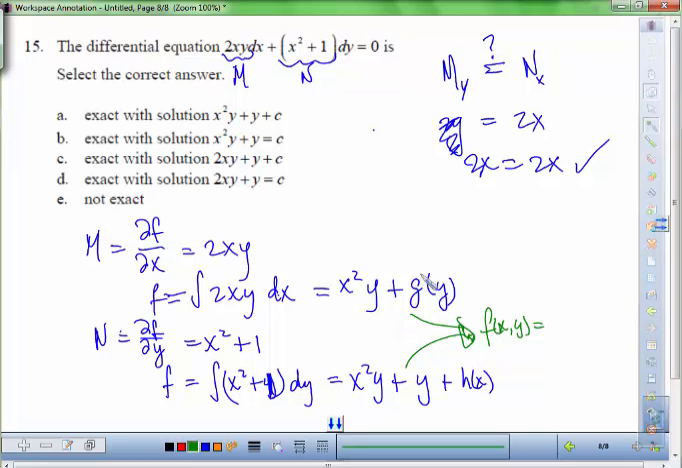So from here we can deduce that your original function is x squared y plus y, and then some other constant. Now this is a real constant with no x's or y's, but just a regular constant c.